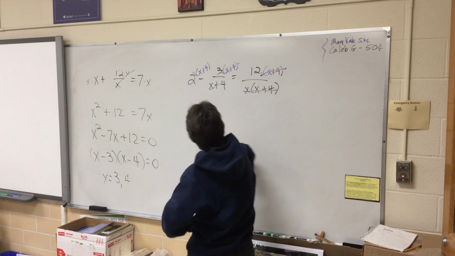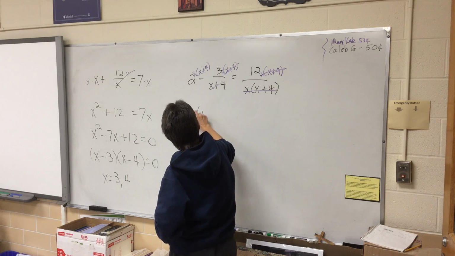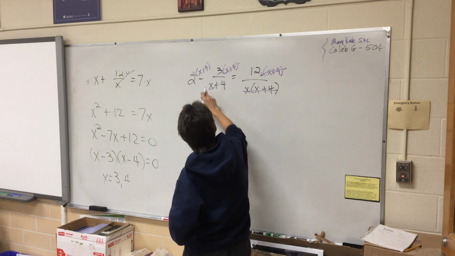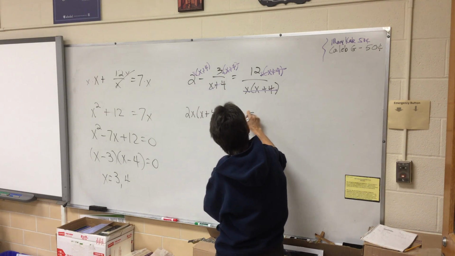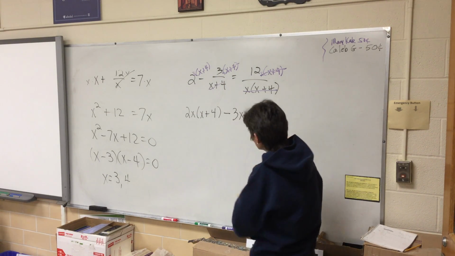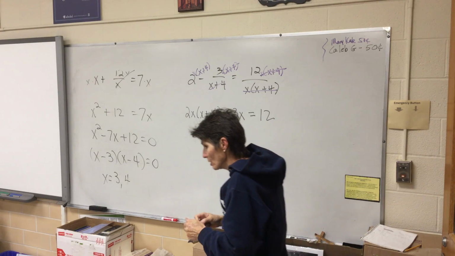All right, so what do I have? I have 2x, x plus 4, minus 3x, equal to 12. All right, look at that. Make sure that makes sense to you.